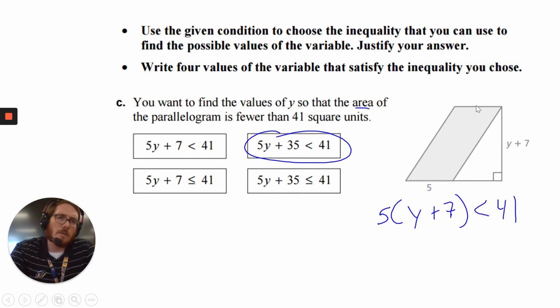If you have more questions about why this formula works, you could look something up online or ask me about it, and I can get you some more info about why the area is what it is. It deals with moving things around and making a rectangle out of it, but it's always the base times the height, but those things have to make a right angle. And then distribute the 5, you get 5y plus 35 less than 41.